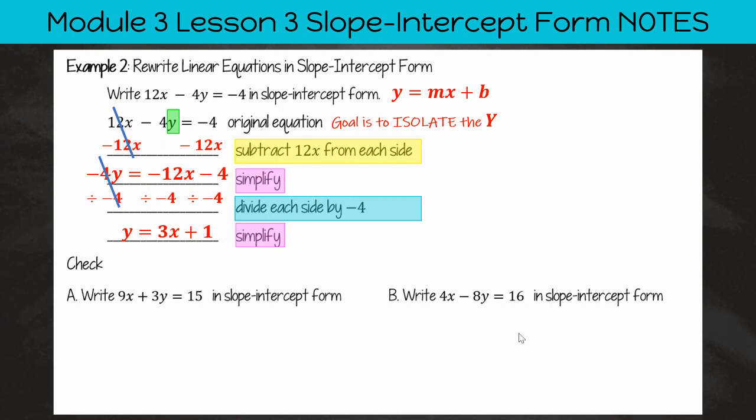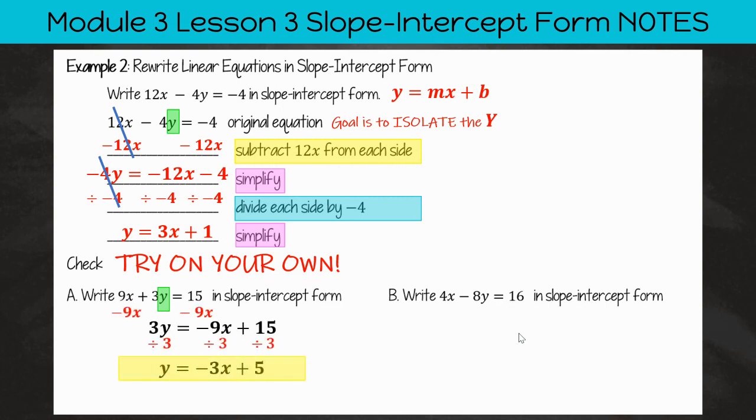Now that we've reviewed how to rearrange equations and solve for y, I want you to try the check on your own. Go ahead and pause the video and come back and check your answers. All right, now that you're ready to check your answers, remember we're isolating the y, and our correct answer is y is equal to -3x plus 5. If you don't have that correct answer, pause the video and check to see where you made a mistake. And B, the answer is y is equal to 1/2 x minus 2. Again, if you don't have the same answer, pause the video, check your work, and see where you made an error.